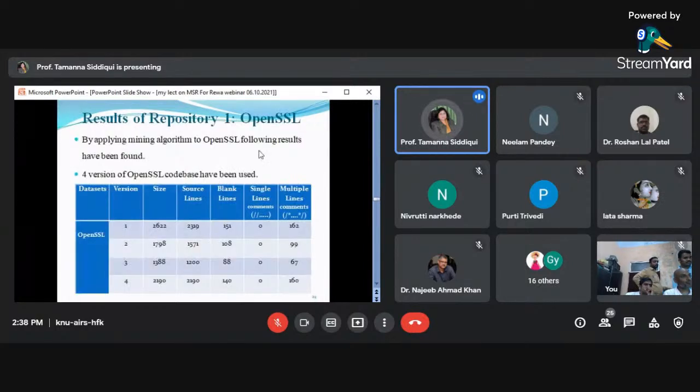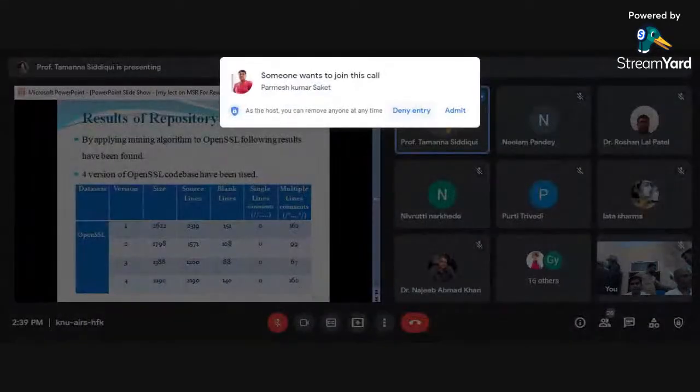Now see, this is the result. I have already shown you 2 algorithms. One algorithm is about mining the software repository, and the other is about the calculation of the 4 readability metrics. On the basis of the first mining algorithm, you can see the result for the first repository, OpenSSL, versions 1, 2, 3, 4. This is the size obtained, this is the source lines of code obtained, these are the blank lines obtained, and these are the multiple lines obtained.